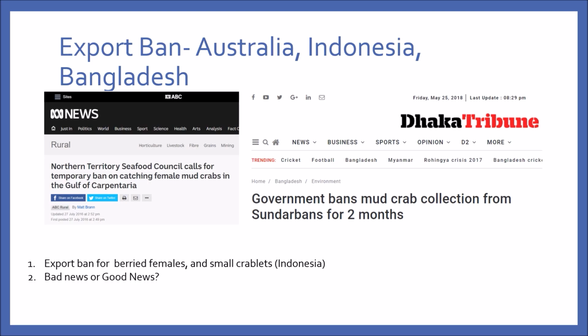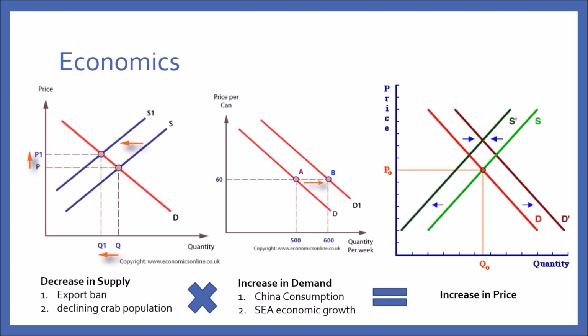So what do we get when we see an increase in demand, mainly due to export bans, a declining crab population, increasing consumption and growth in Southeast Asia? We generally get an increase in price. As this happens, what we fear is, will this repeat what the iron ore industry has seen, or even the oil and gas industry? Because increasing prices will actually entice more people into this business.